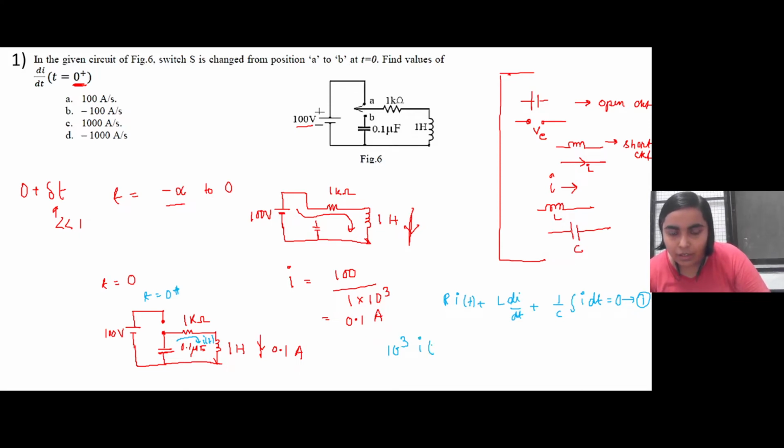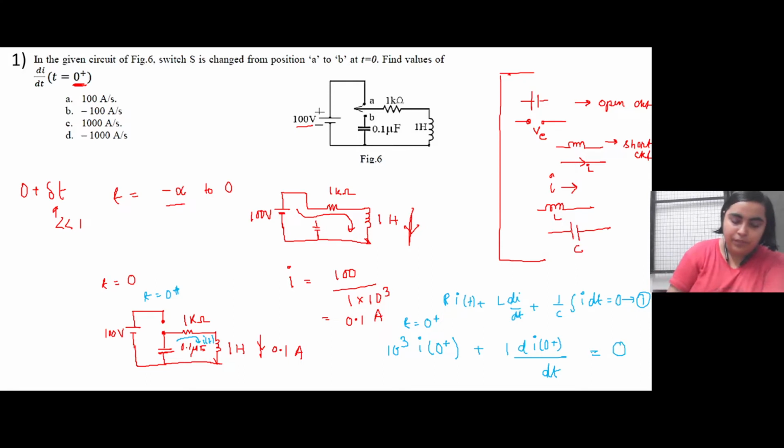Now we are considering the t equal to 0 plus condition. So this is L, which is 1 Henry, times di of 0 plus by dt. Here, at 0 plus, just at that instant there is nothing flowing through it, so this will be equal to 0. At that instant of switching, we can now find I of 0.